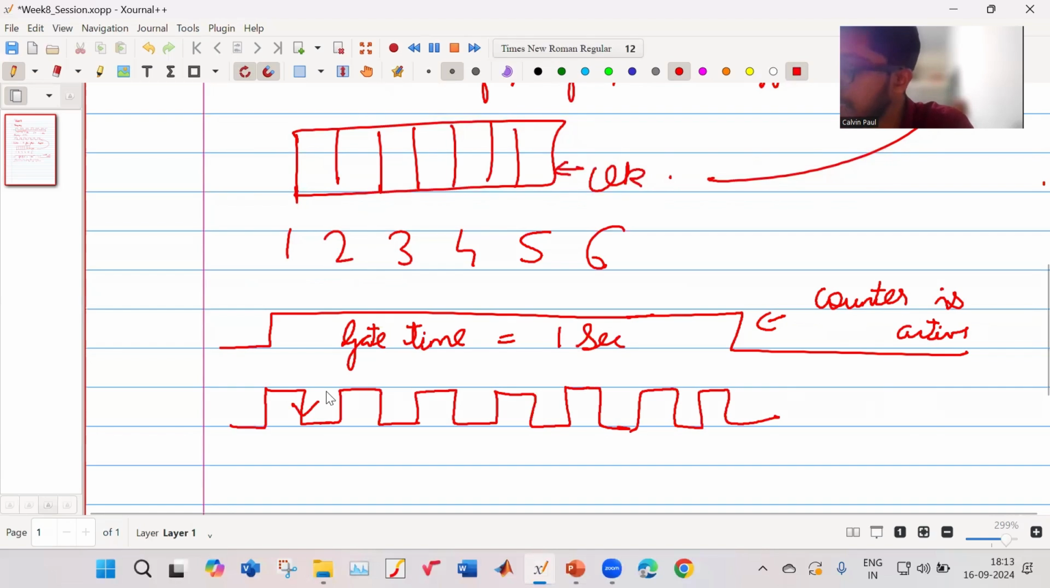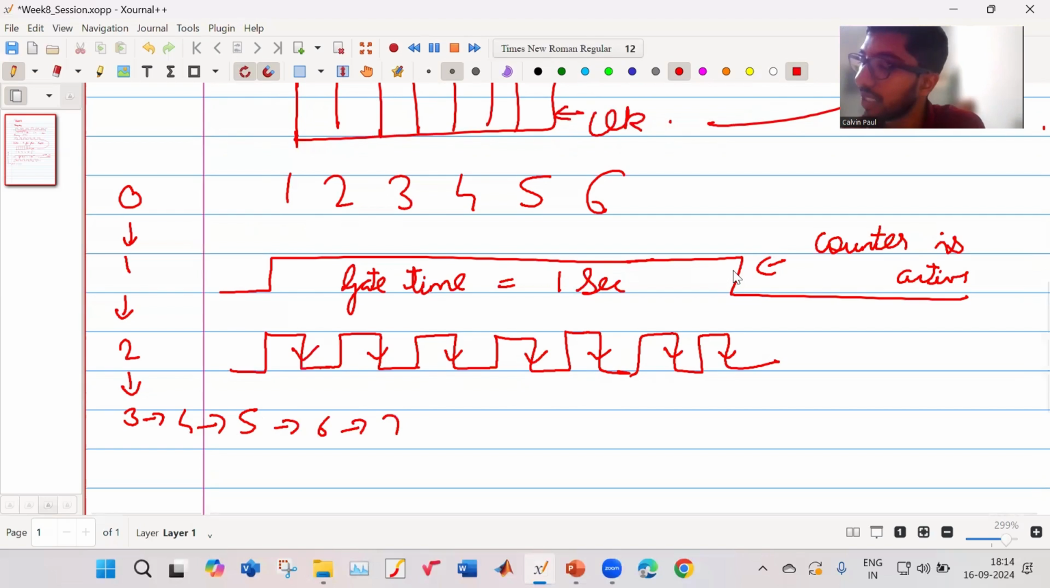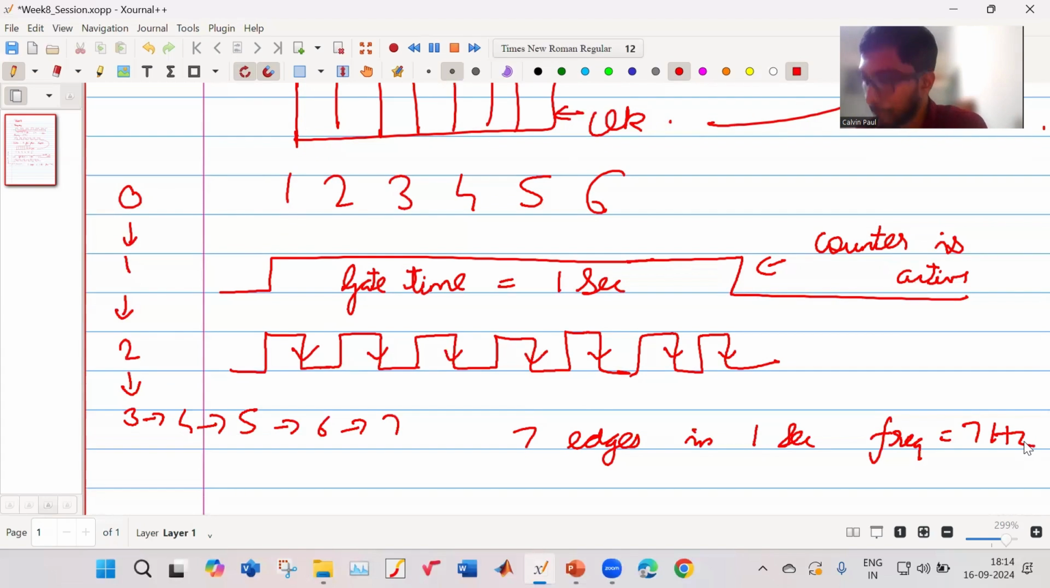When this edge comes, your counter value will go from 0 to 1. Then the next edge comes, it will go from 1 to 2. Next edge, it will go from 2 to 3. Next edge, its value will go to 4. Next edge, its value will go to 5. Next edge, 6. Next edge, 7. So that means there were 7 edges in 1 second. Then we know the frequency of my signal is 7 hertz.